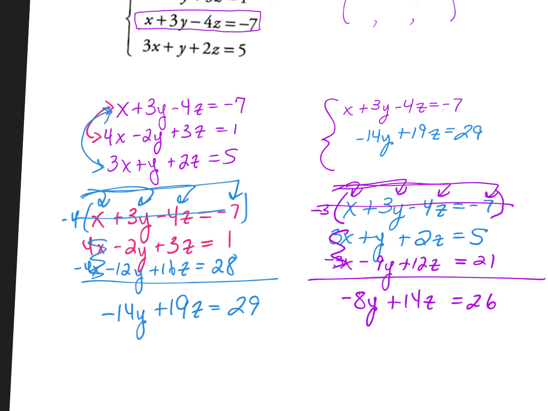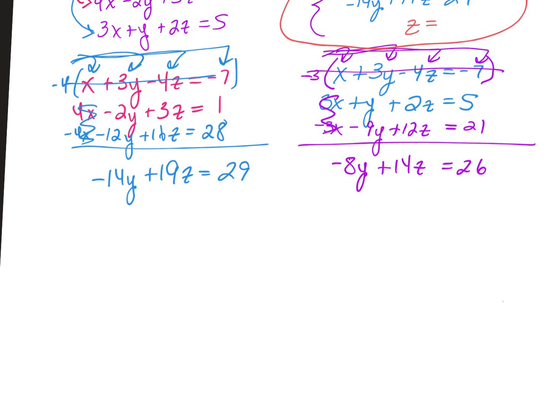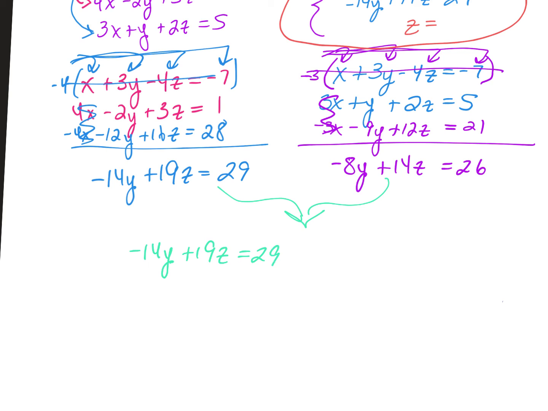Now I want this last equation up at the top to say z equals. So what do I do with these 2 equations that I just created? We're going to combine them, right? Well, let's combine them. Negative 14y plus 19z equals 29. Negative 8y plus 14z equals 26.